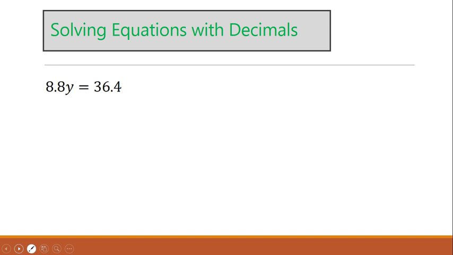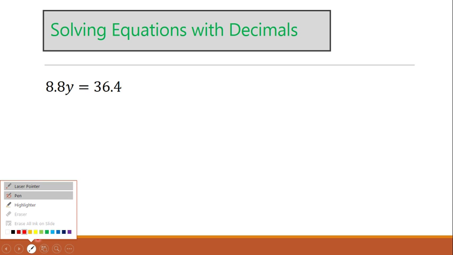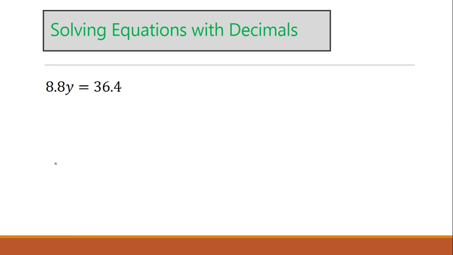8.8 times y equals 36.4. All right, so start off by thinking what is being done to the variable. In this case, the variable is y, and it is being multiplied by 8.8. So again, we only have one step to get the variable by itself. Since it's being multiplied by 8.8, all we need to do is divide both sides by 8.8.